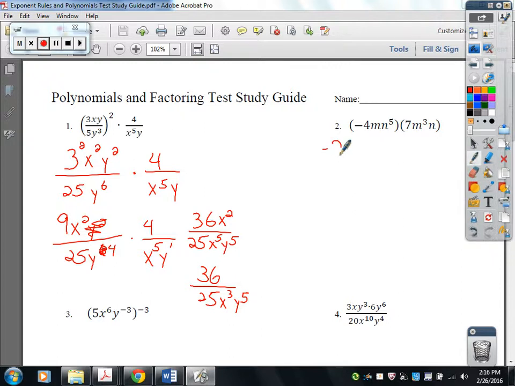Negative 4 times 7 is negative 28. This is going to be m to the 4th, n to the 6th. Add 1 and 3, add the 5 and the 1. Moving on.